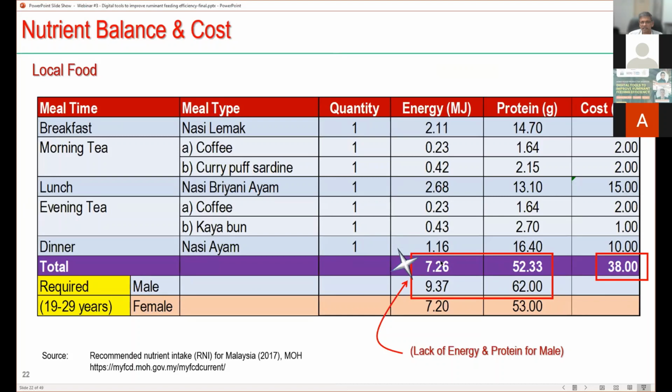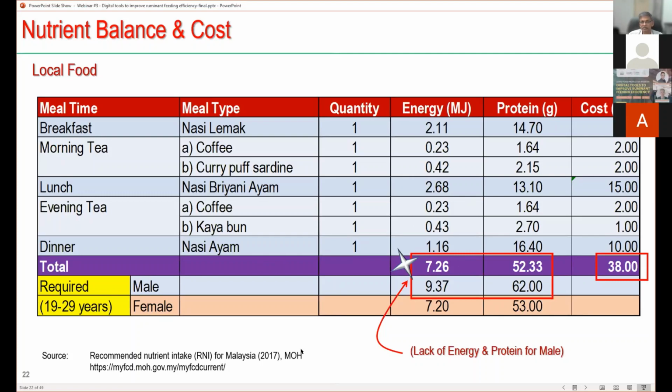Dia hanya supply 7 megajoule tetapi dia perlu 9 megajoule. Bermaksud kalau dia makan ni dia takkan gemuk lah, sebab requirement dia is higher. Based on requirement lah. Sebab yang ni kita ambil for somebody who is active, yang active male lah. So kalau kita lihat, energy tak cukup.